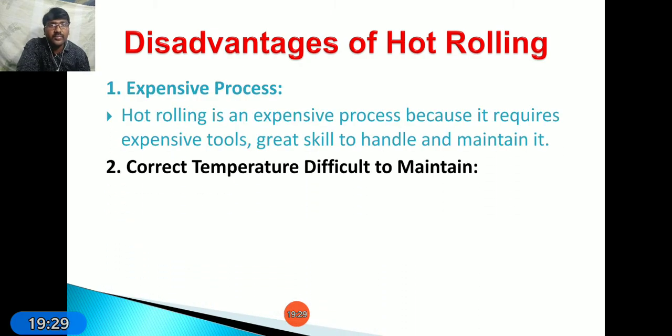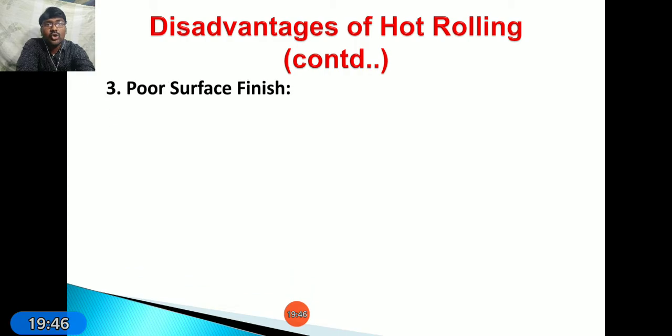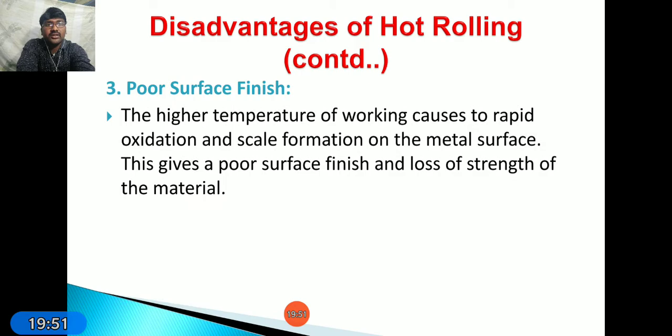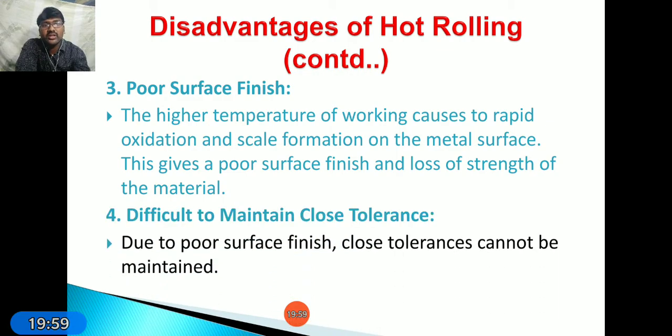Next, the correct temperature is difficult to maintain. While increasing the temperature, you have to maintain it at the required temperature. It is one of the difficulties in the hot rolling process. Next, poor surface finish, because oxidation will occur during hot rolling. Next, it is difficult to maintain close tolerance. Due to poor surface finish, close tolerance cannot be maintained by using the hot rolling process.